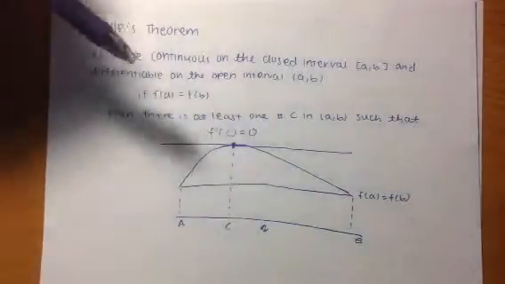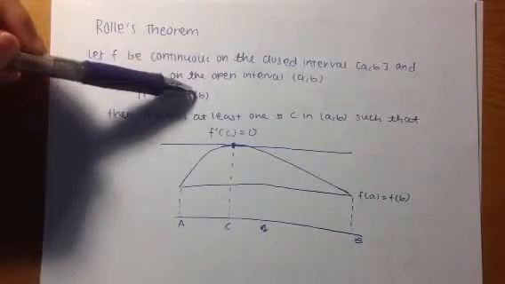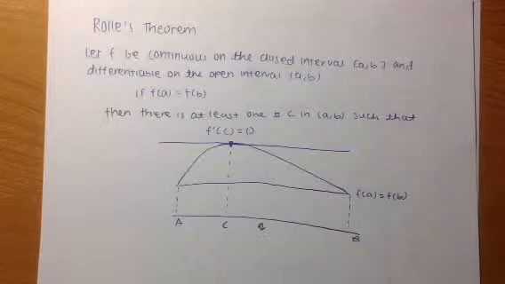And for it being continuous and differentiable and f of a being equal to f of b, that is when we test if we could apply the Rolle's theorem rule.